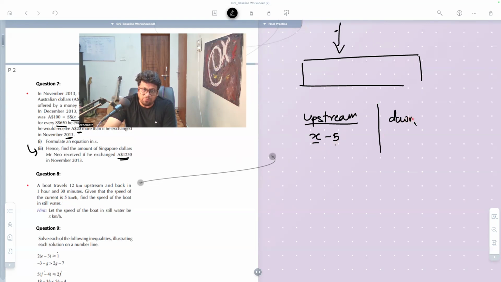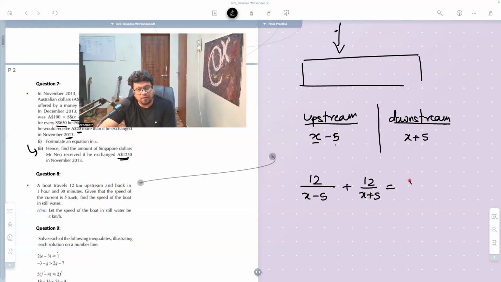Going downstream, that's where you go with the stream. Your effective speed is going to be x plus 5. 12 kilometers you go upstream, 12 kilometers you go downstream. Both of them together is a 1.5 hour. That's 3 by 2 hours. Remember, if the speed is kilometer per hour, the time value that you put should also be in hours.